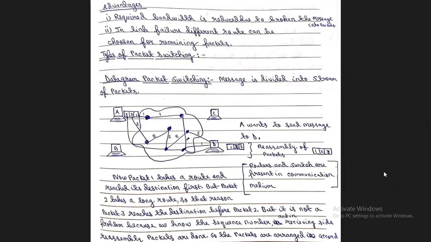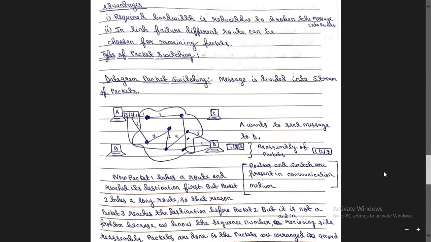Now you will see these packets reach the destination one by one. First, the packet with sequence number 1 takes this route, from this node to this node, then from here it goes to the D system. So the first packet reached the destination. Then the second packet takes this route, and from here it goes to the D system.